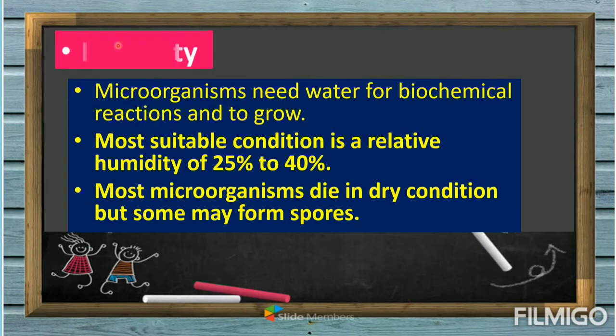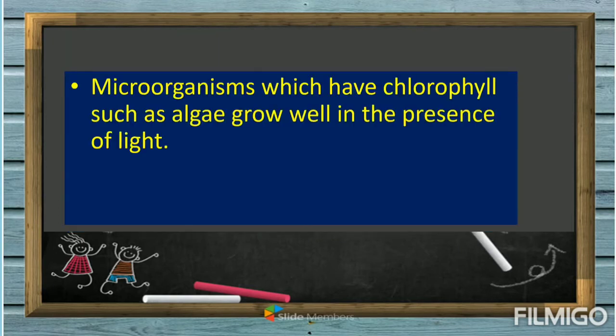Another factor to consider is called humidity. Microorganisms need water for biochemical reactions and to grow. The most suitable condition is a relative humidity of 25% to 40%. Suitable condition meaning it is the right condition for the microorganisms to reproduce or to grow. Most microorganisms die in dry condition, but some may form spores. Again, spore formation will only take place if the condition is unfavorable, like dry condition.